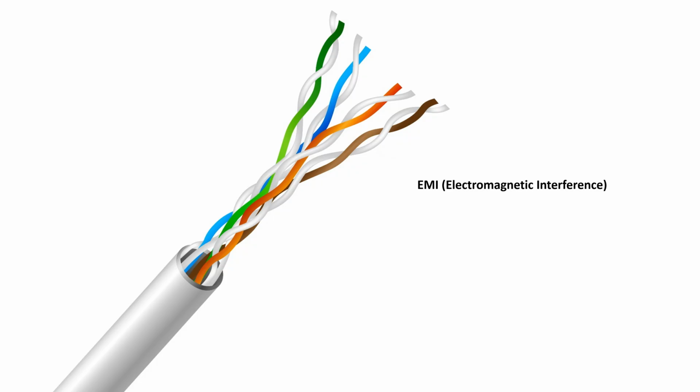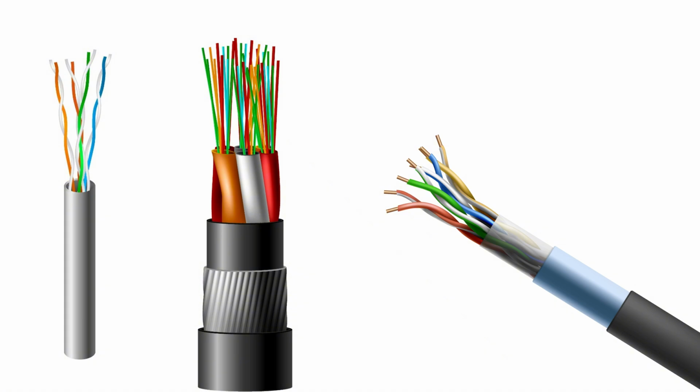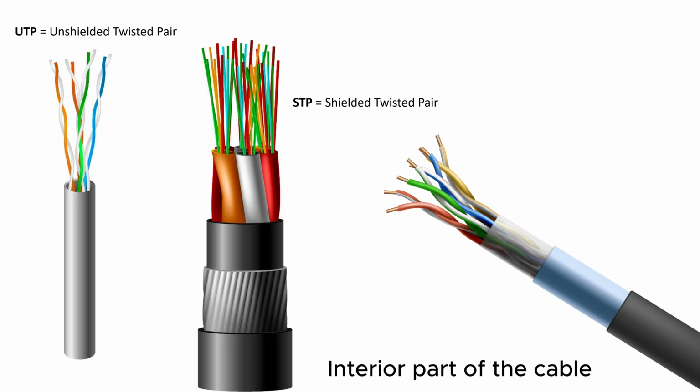So how do they protect these cables from EMI? Ethernet cables are either shielded or unshielded. Shielded means the cables and/or the wires are wrapped with some type of shielding such as braid or foil, and sometimes the shield is only around the interior cable, and sometimes it's around both the interior cable and the individual wire pairs. Unshielded is the opposite. There's no shielding around the cable or the wires.